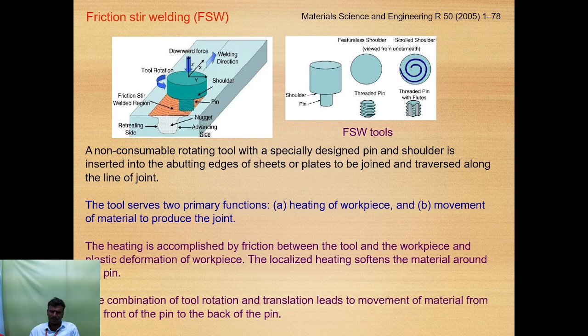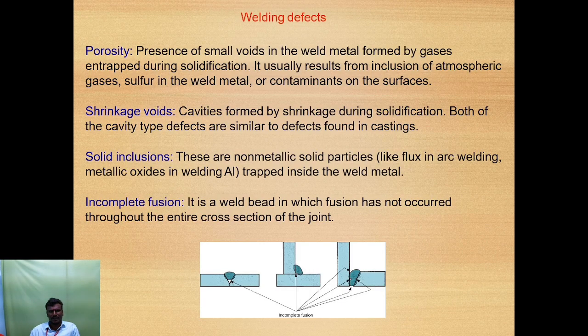The heating is accomplished by the friction between the tool and the workpiece and the plastic deformation of the workpiece. The localization of the heating softens the material around the pin. The combination of tool rotation and translation leads to the movement of material from the front of the pin to the back of the pin. In the last topic, the welding defects.